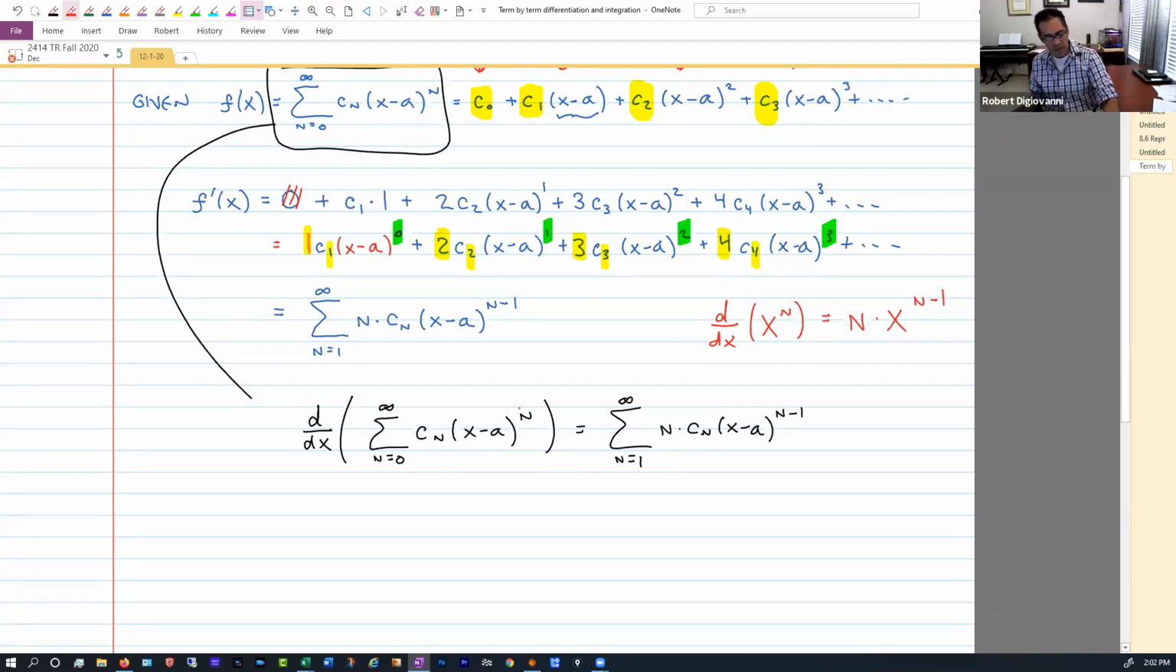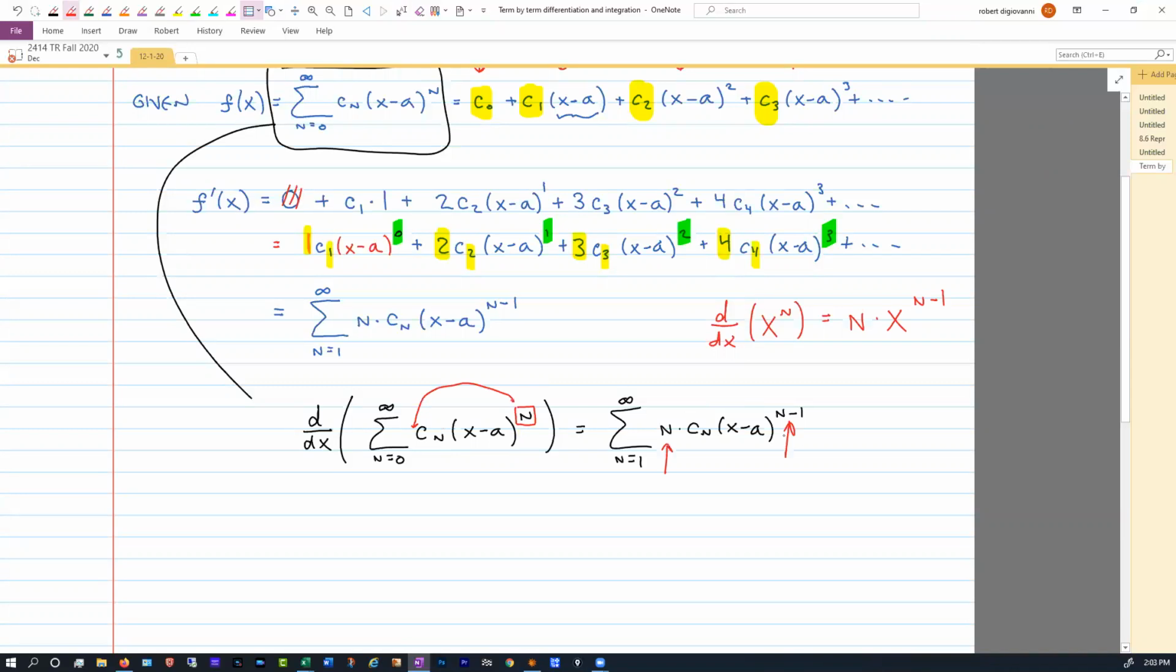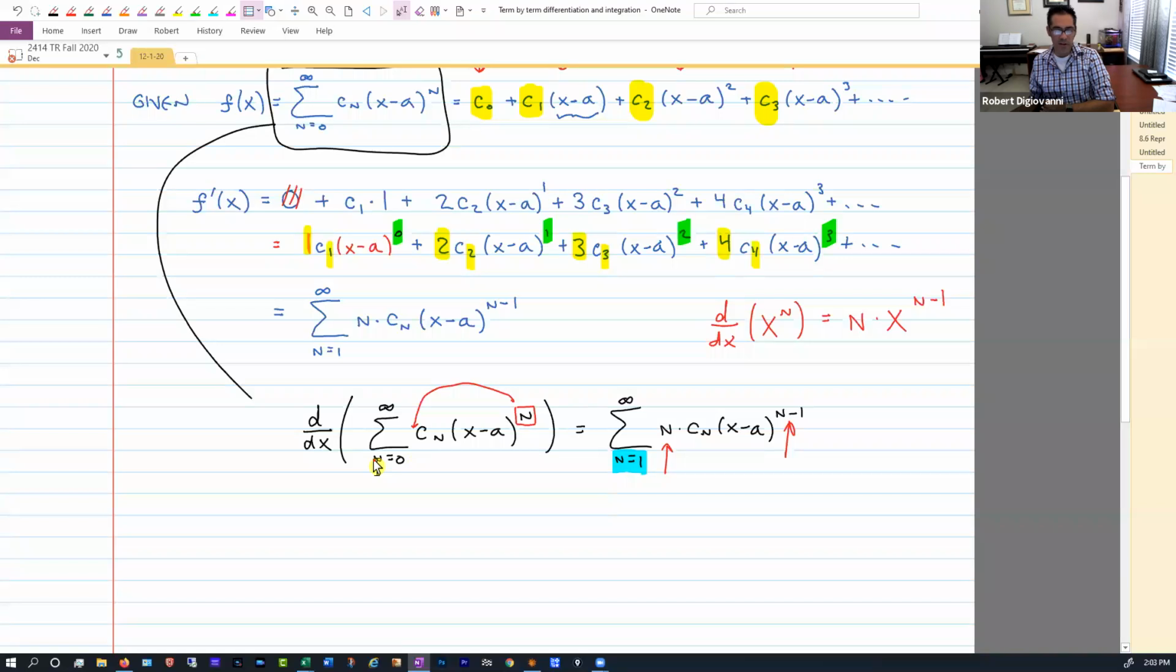We had all of this stuff to the n. And when we took the derivative, all that happened is that n came out front, right? There it is. And then we subtracted 1. That's exactly what's supposed to happen. Exactly. Now, there is one big difference, though. Our index changed, right? It starts at 1 now instead of 0.